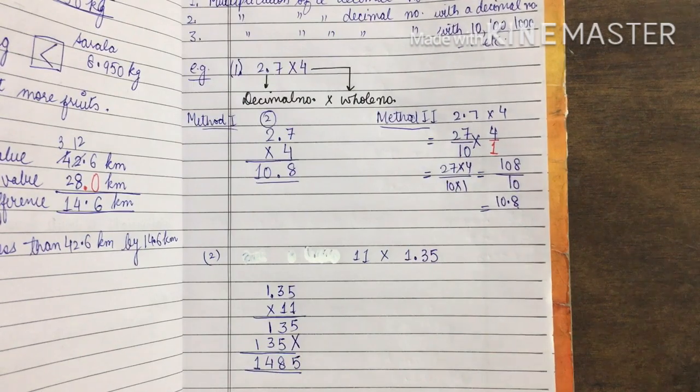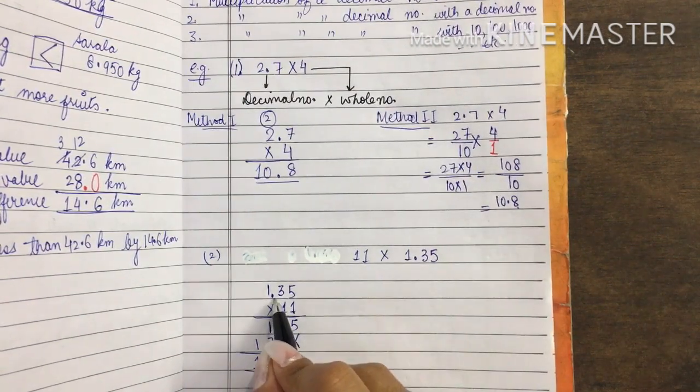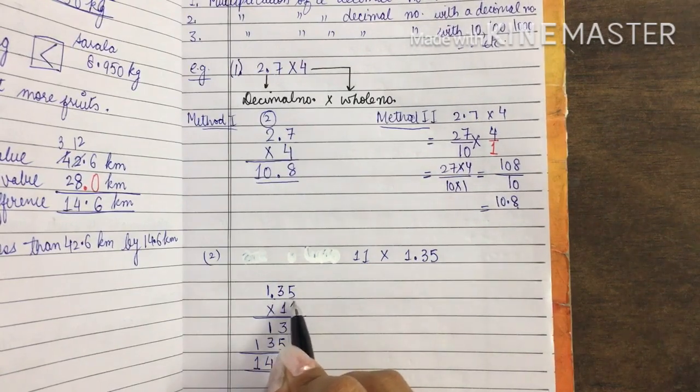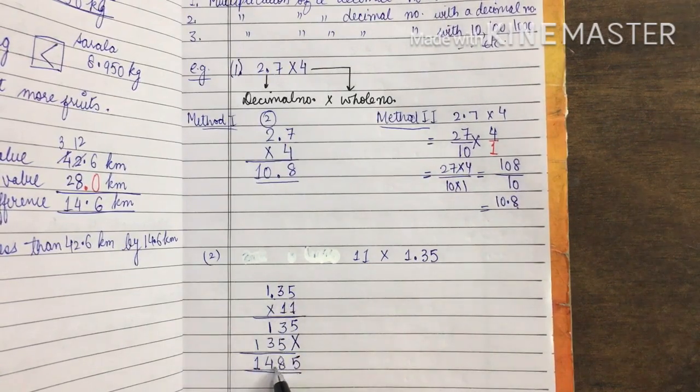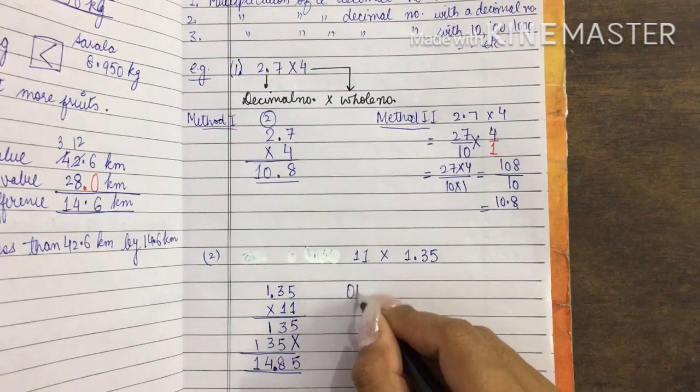Now the time is to put the point back. The point will be put directly below the point. So the point was here. There were 2 digits on its right side. So point will be right here. 2 digits on the right. 14.85. Let us do this with the second method.